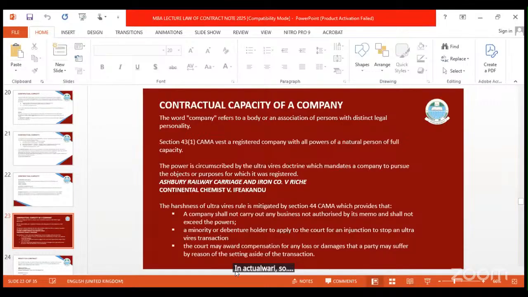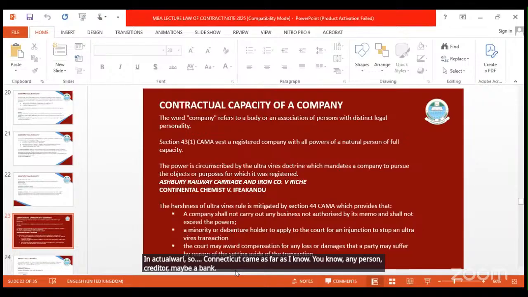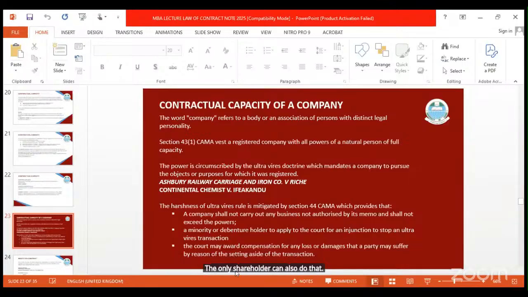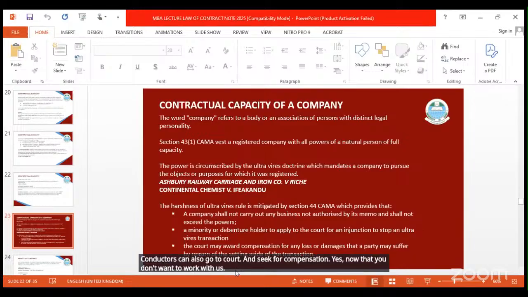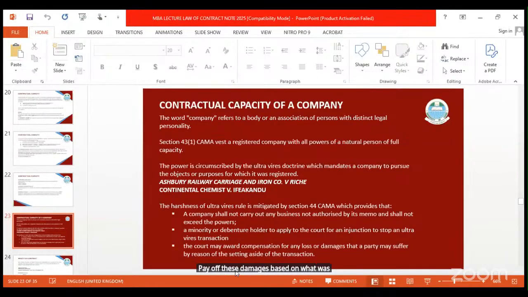So Continental Chemists, for instance, any person, a creditor such as a bank which lent money to Continental Chemists, could have stopped it: do not use our money to go and train someone. A shareholder can also do that. In addition, Continental Chemists can go to court and seek compensation: now that you don't want to work with us, pay us these damages based on what we spent on you. This is what they would have asked. This remedy was not available at the time this case was decided, but now it is available. So at least now you can always claim the remedies.